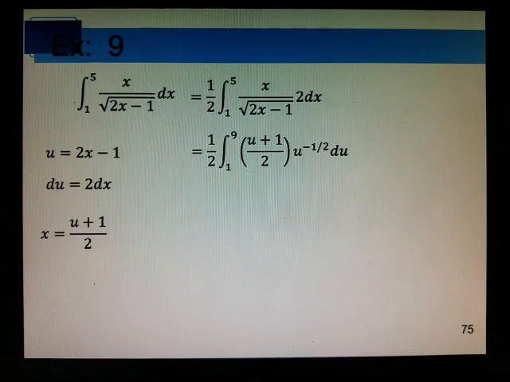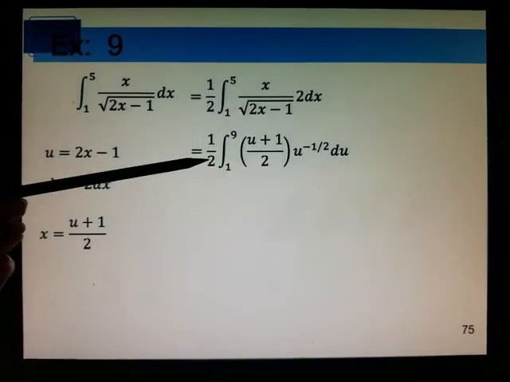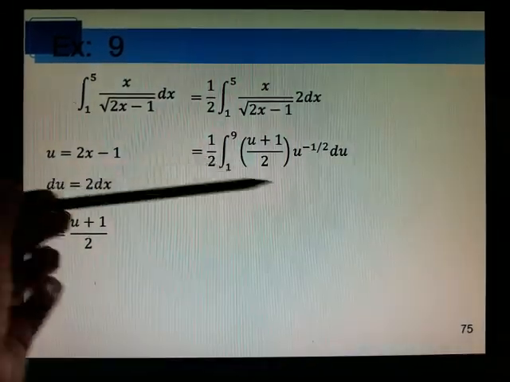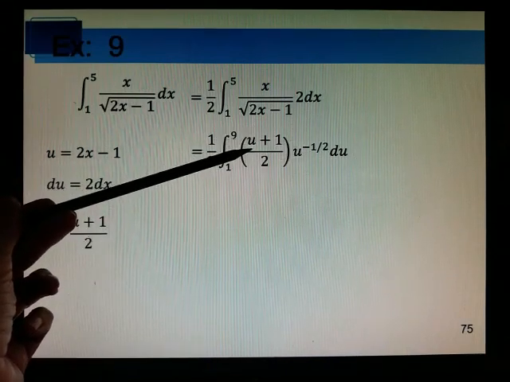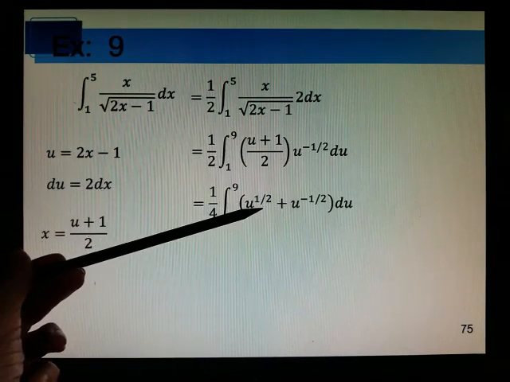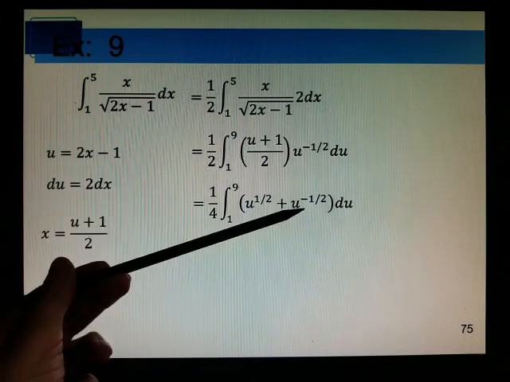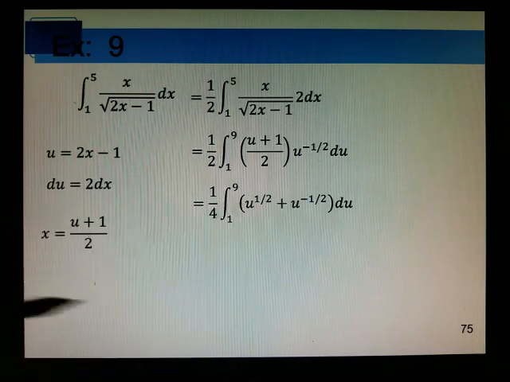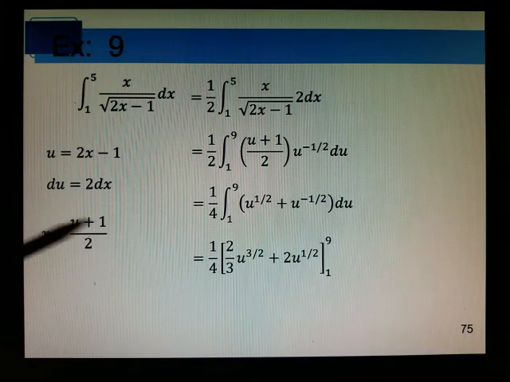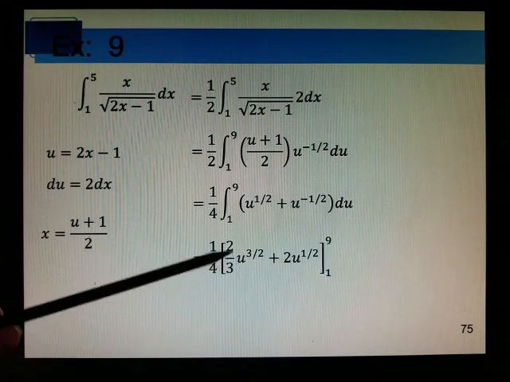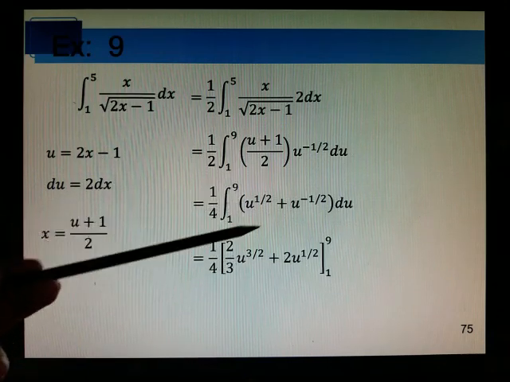So at this point, I take this half out here. So this would be a fourth. U to the negative 1/2 times u to the 1 would be u to the 1/2. U to the negative half times 1 is that. Add 1 to each exponent, divide by your new exponents. Now remember, this is all in terms of u. The 1 and the 9 is for the letters u.